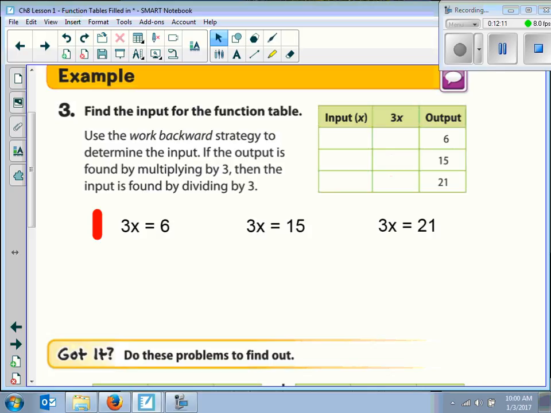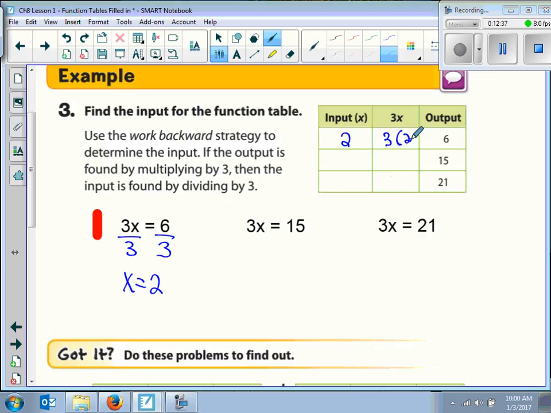So here, 3x is equal to 6. How do I solve that? Divide by 3 on both sides. Very good. So we're going to divide by 3 here and divide by 3 here. Good. So x is equal to 2. So when y is equal to 6, x was equal to 2. And we can check that by doing the function rule. 6 divided by 3 is 2, right? So 3 times 2 is equal to 6. You got it? Yeah. So how about here?